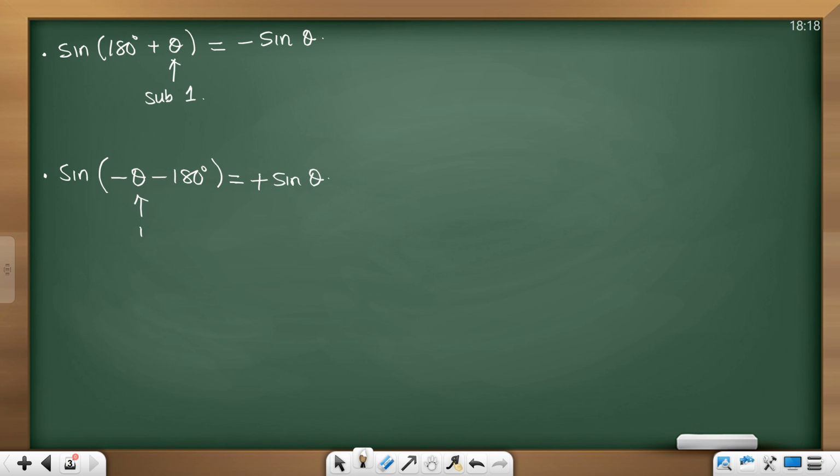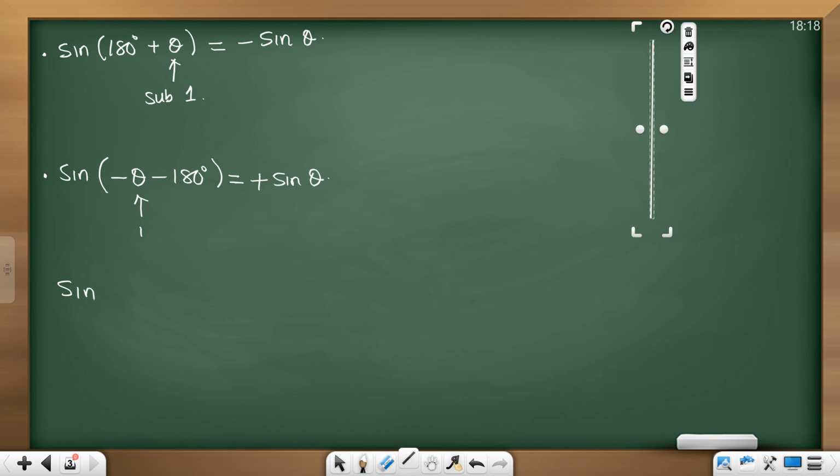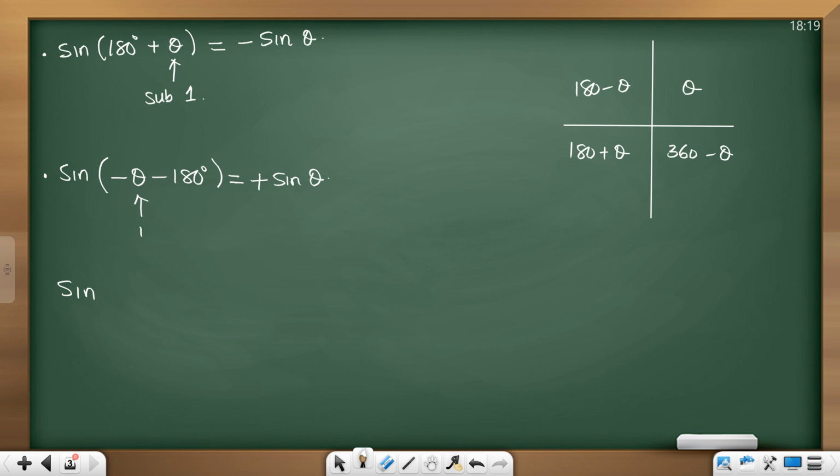For those of you doing NBT, this is what you do. If it doesn't look like what you know in your quadrants, check. What do we know in our quadrants? Theta, 180 minus theta, 180 plus theta. If they give you something that does not look like this, I'll just come here and add 360 to it. It will go back to that.